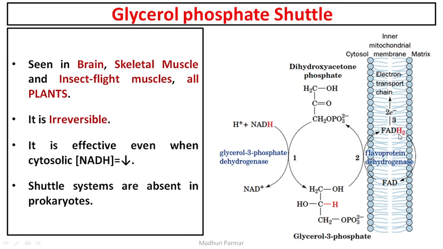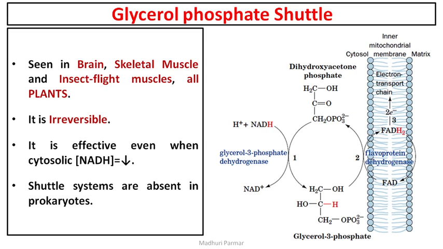Into its reduced form. Where is it getting this hydrogen from? The hydrogen it is getting from glycerol 3 phosphate. So glycerol 3 phosphate plus FAD, catalyzed by flavoprotein dehydrogenase, will give you FADH2, and you will regenerate the dihydroxyacetone phosphate. Clear? Now this FADH2, because it is directly present in the inner mitochondrial membrane, will be directly given to your electron transport chain or electron transport system.